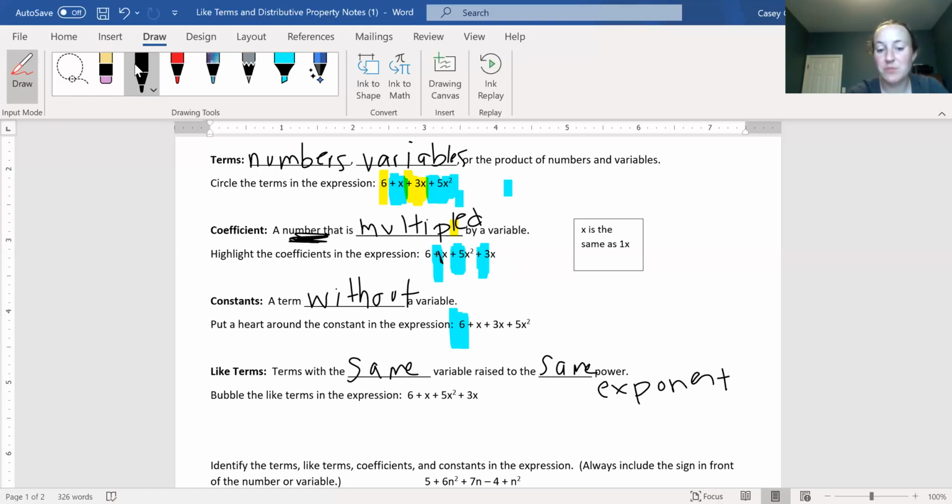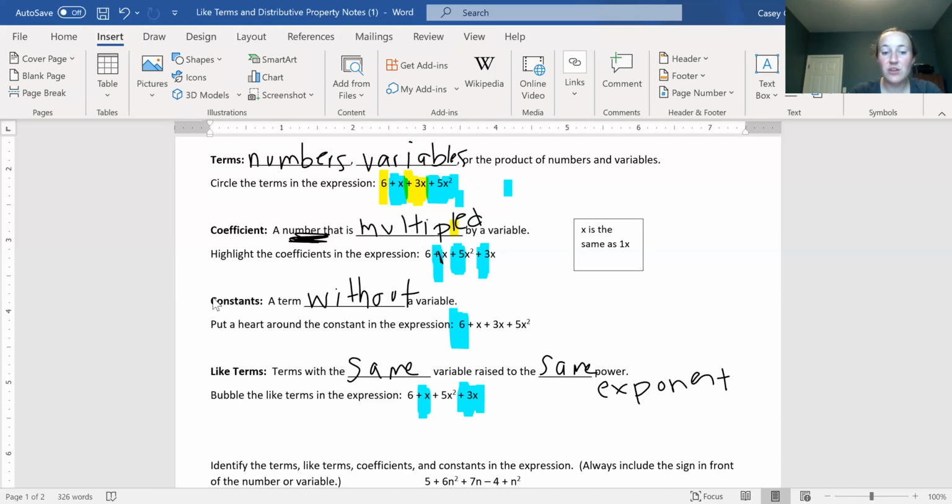So let's take a look at the example again. What are some like terms that we have here? What has the same variable and the same power or exponent? Hopefully you're thinking this positive x and this positive 3x. Same variable x, and they have the same exponent. 5x squared, that's a different exponent, so that's not included.